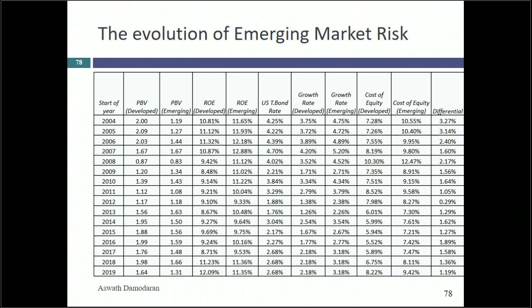So based on the geography, here's what I do. I take my developed market companies, and I compute an implied cost of equity for those companies, just like I did for the S&P 500, and I do the same thing for emerging markets collectively.